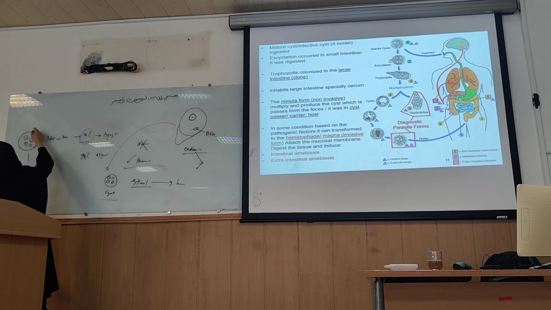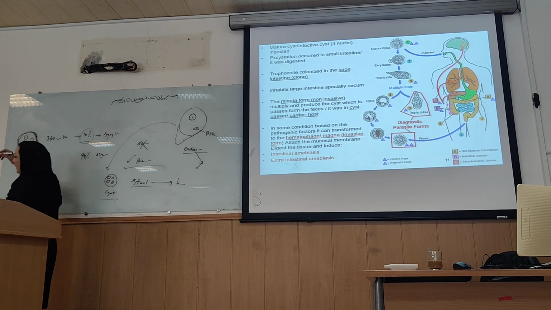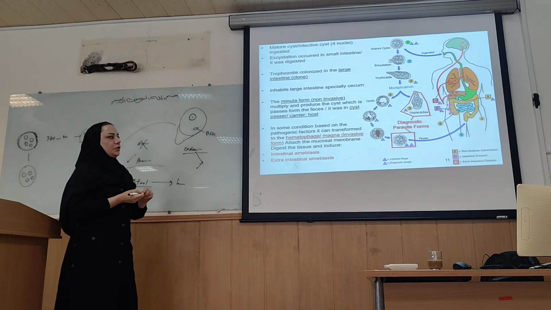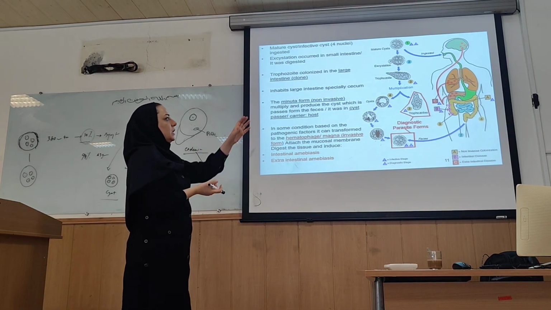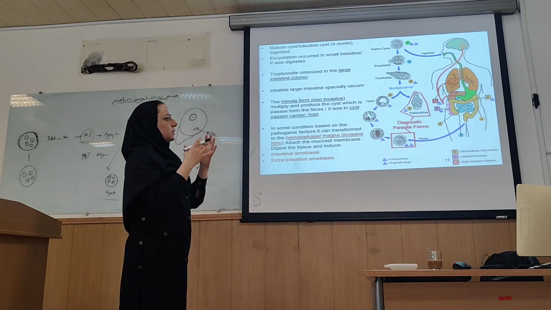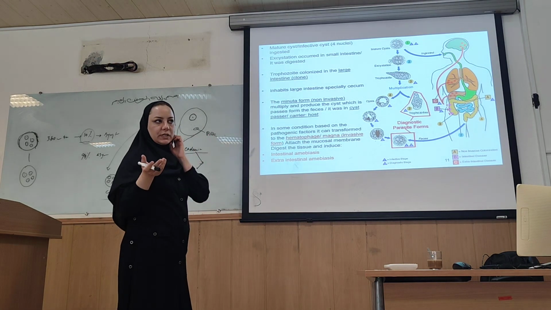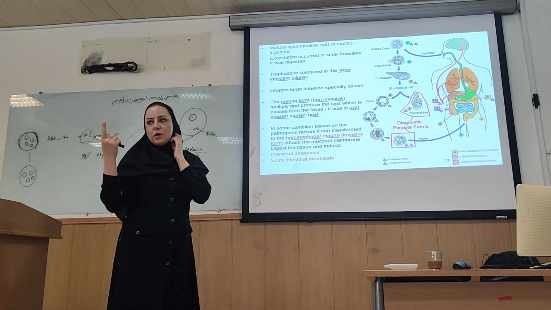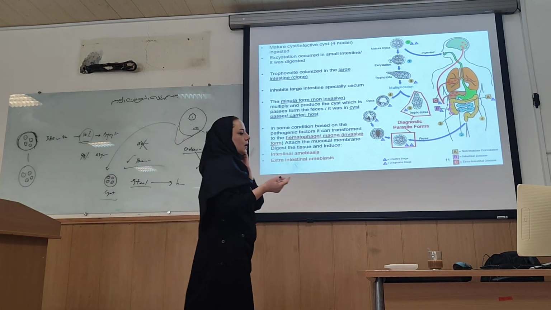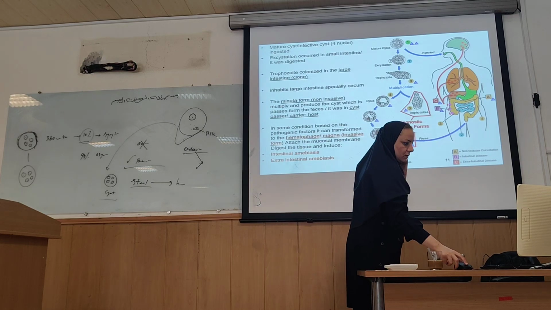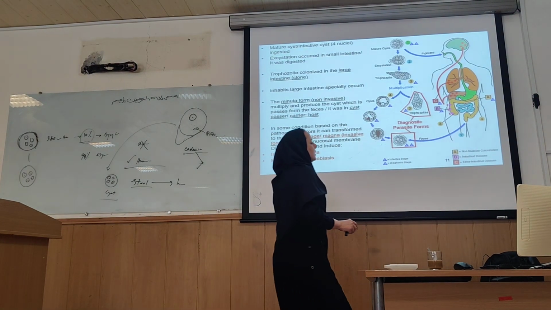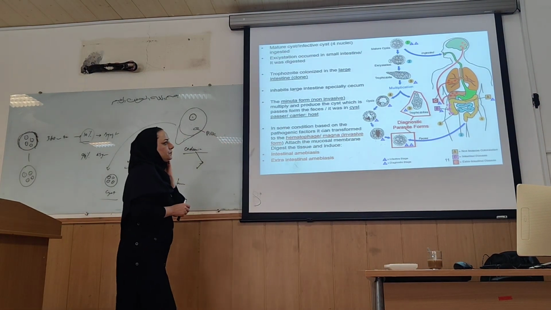This is the cyst wall. It is produced from chitin and cellulose, and because of that, the cyst is very resistant. For example, in the refrigerator, they can be alive for 1 month.